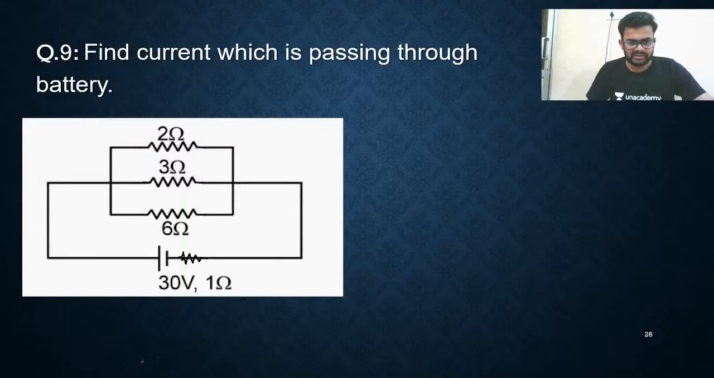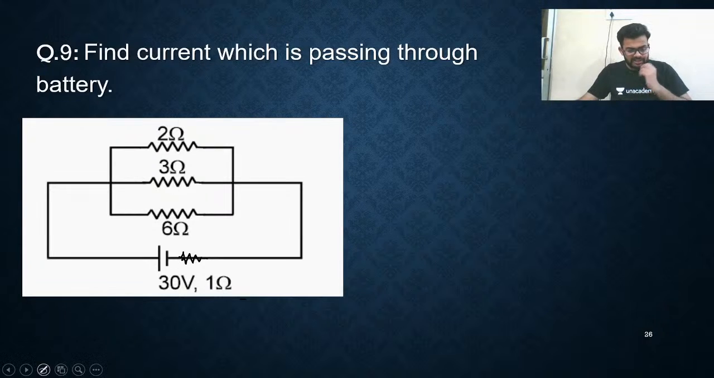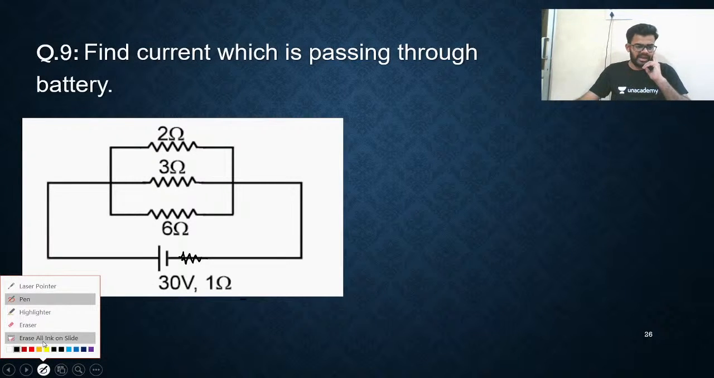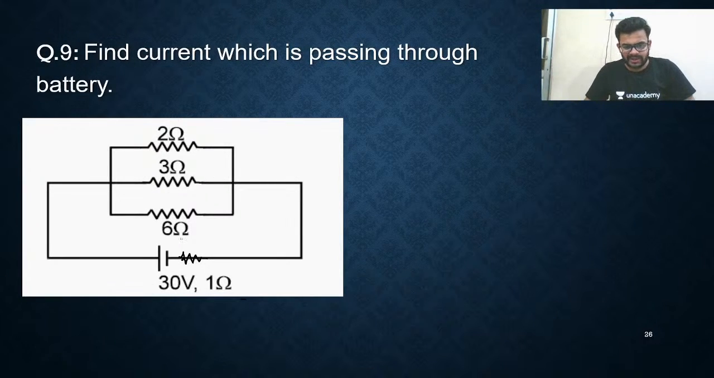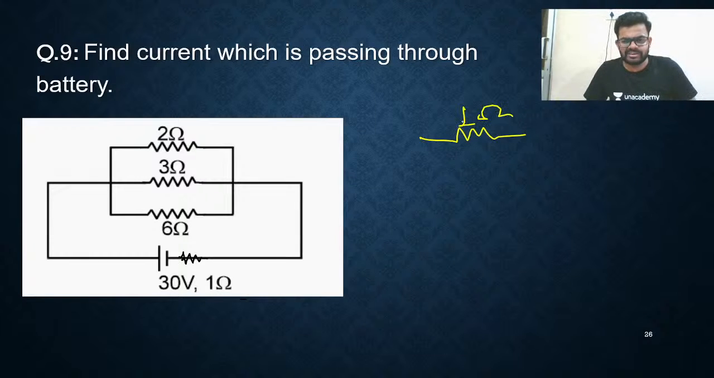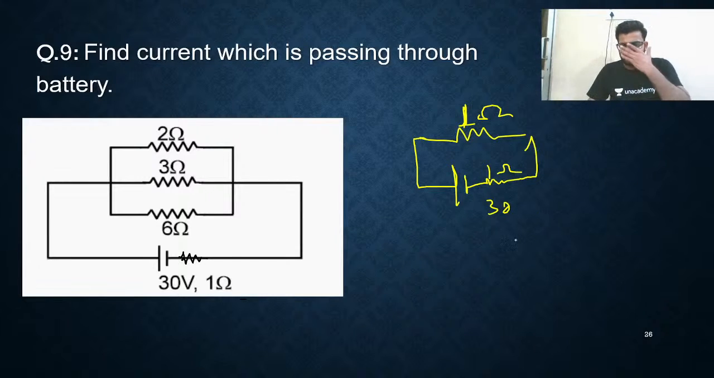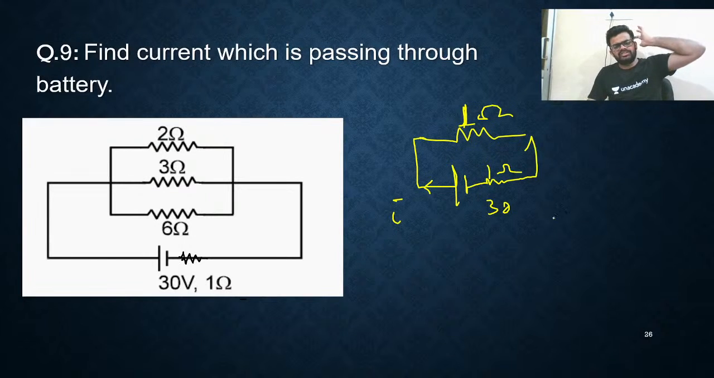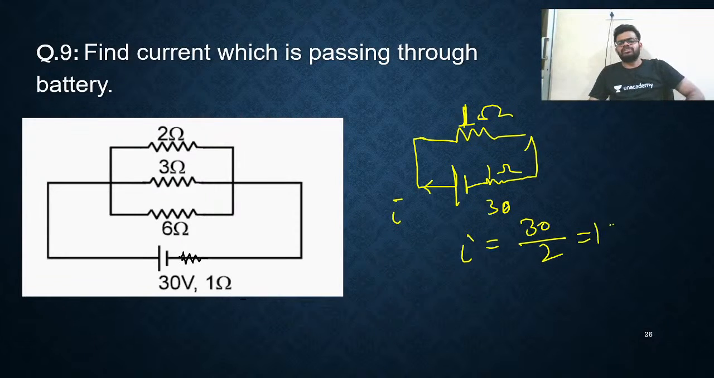Very good, Kushi. Hetvi, very good. Very nice. I am impressed with you all. So we can say that this resistance is 1 ohm only, its equivalent we found in the last question. And here is also 1 ohm internal resistance. These both are in the same circuit, which means they are in series. So simply I is equal to V upon R. V is 30 volt and R is 1 plus 1, 2 ohm. So 15 ampere is the total current coming out of the battery.